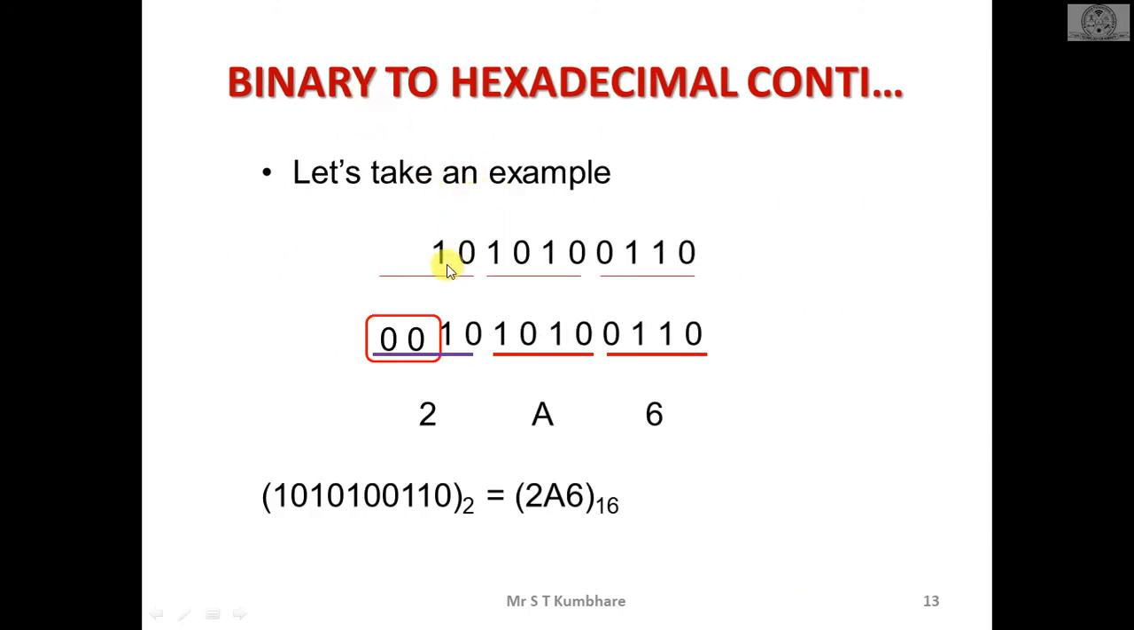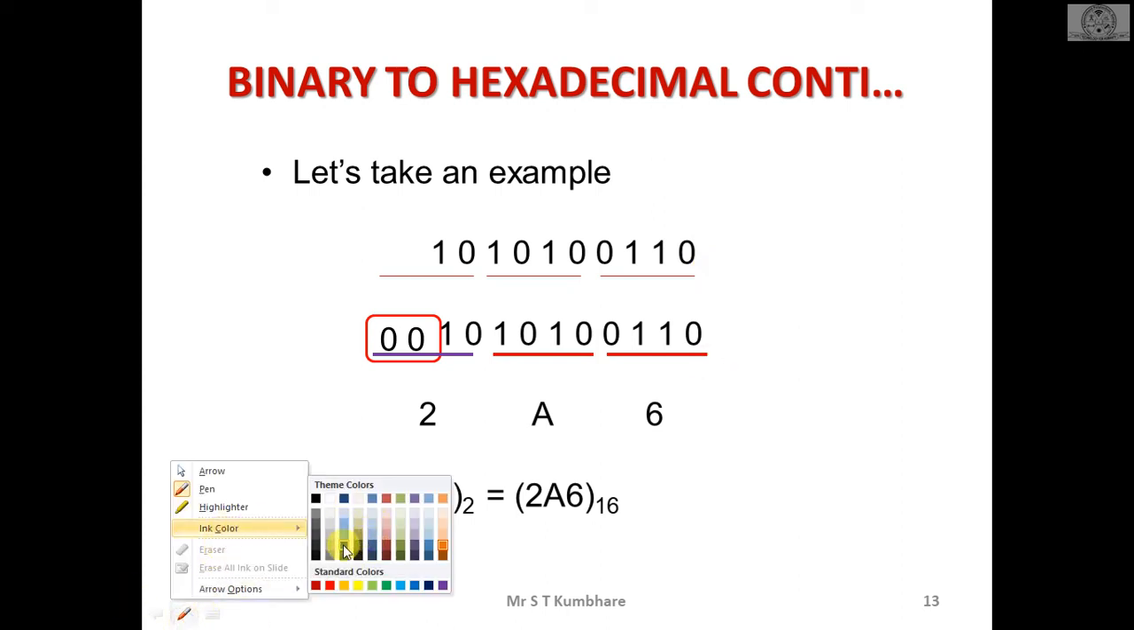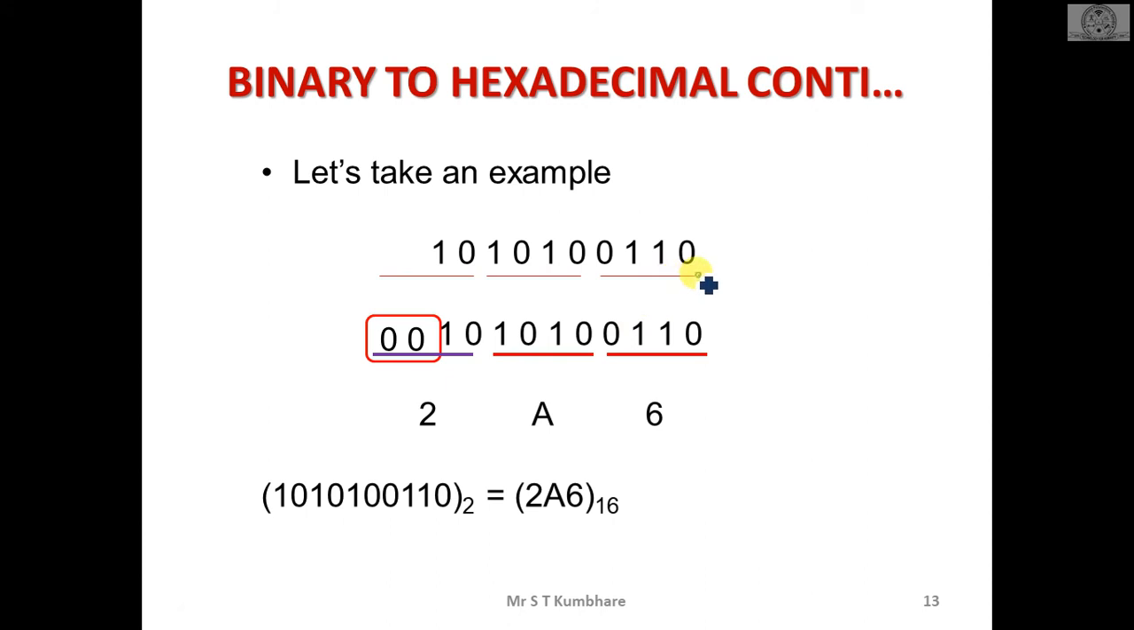Again, the same example: 1, 0, 1, 0, 1, 0, 0, 1, 1, 0. Start from the left hand side. Start from this side. Club 4 bits because it is hexadecimal conversion. Again 4 bits, and now here only 2 bits, so we'll add 2 zeros over here like this and then club it. So again, no need to see the table.